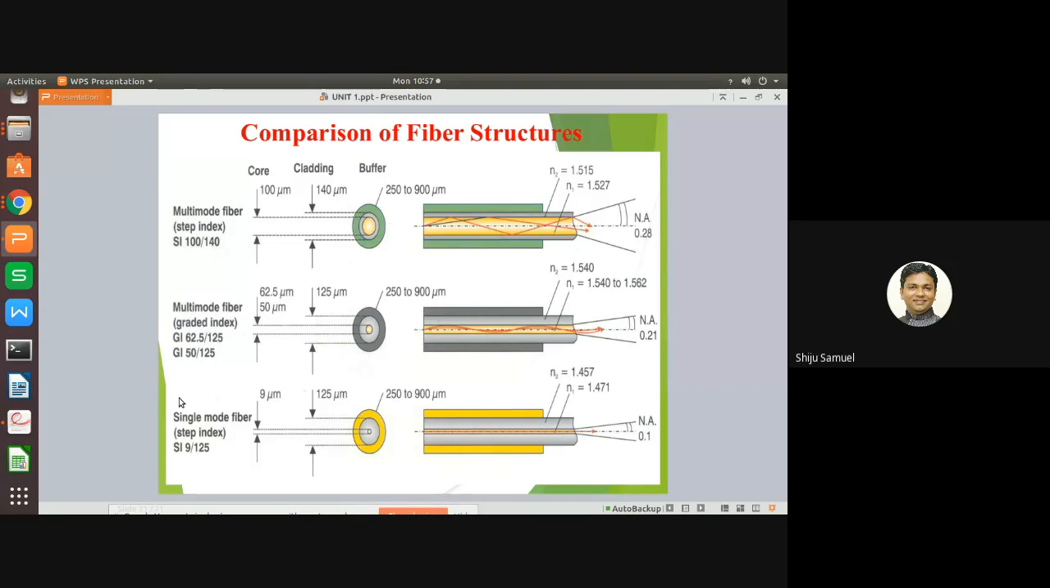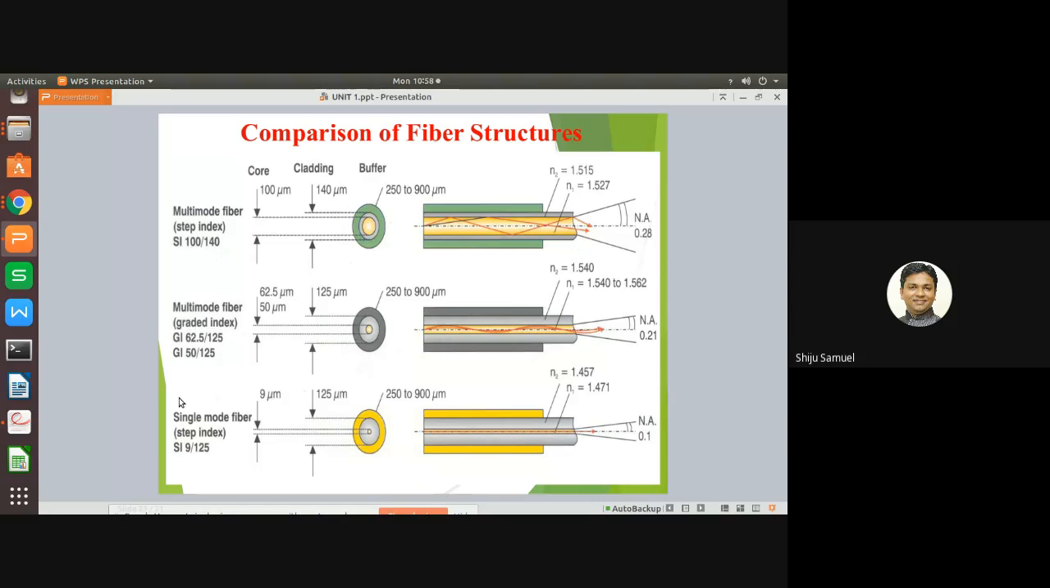If you observe the first diagram, the refractive index N1 is 1.527, and N2, the refractive index of the cladding, is 1.515. At the same time, you can observe the core and cladding refractive indices in the third diagram, that is the single mode fiber. Here N1 is 1.471 and N2 is 1.457. So this is the basic difference.